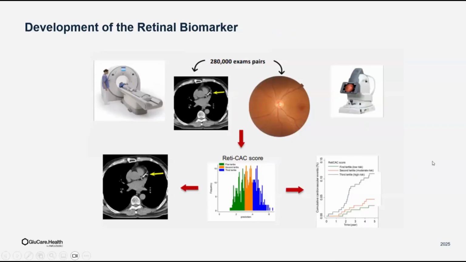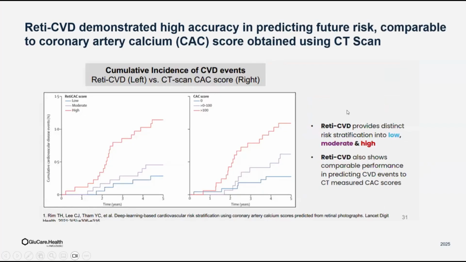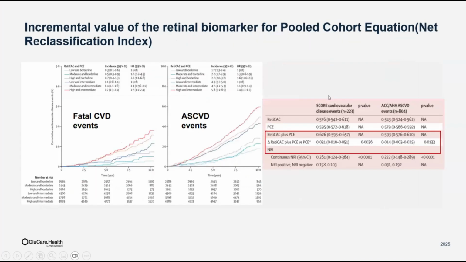Very quickly, developing this retinal biomarker required a huge data set. Thousands of patients underwent fundus examination of the eye and also cardiac CT scan on the same day to train and validate the model. But the most important thing here is that Reti-CVD demonstrated high accuracy in predicting future cardiovascular events, comparable to CT scan calcium score. But most importantly, when we compare the performance of Reti-CVD and the Pooled Cohort Equations, we can see that the performance is very similar.